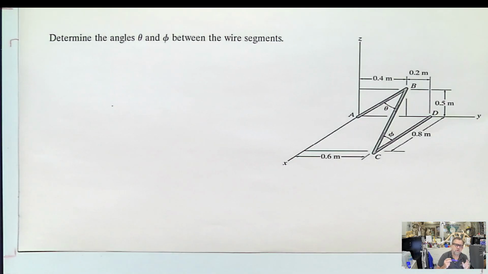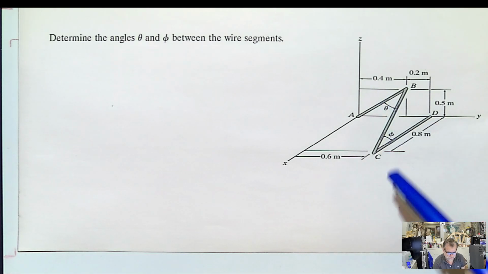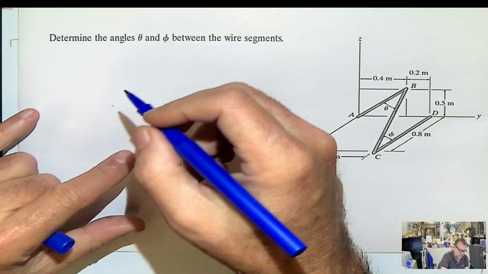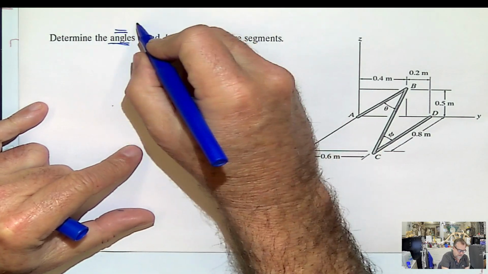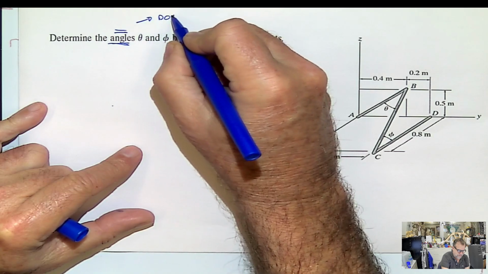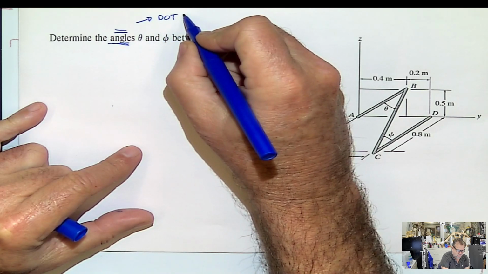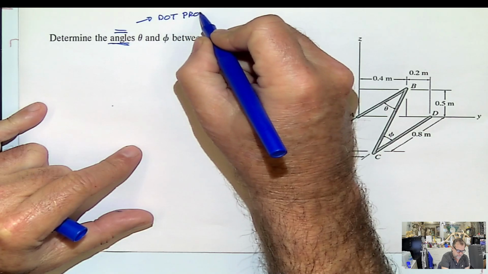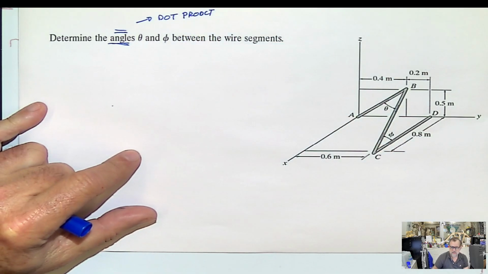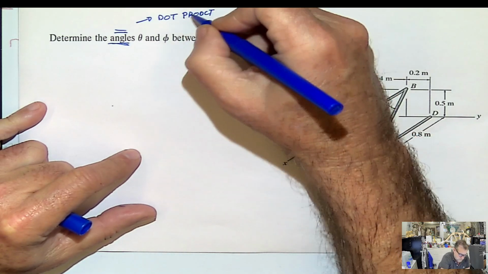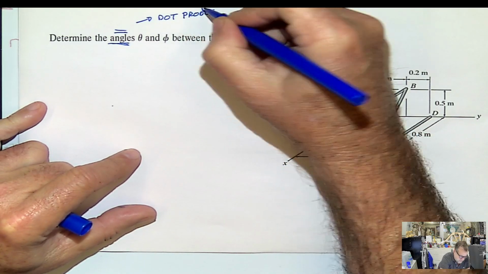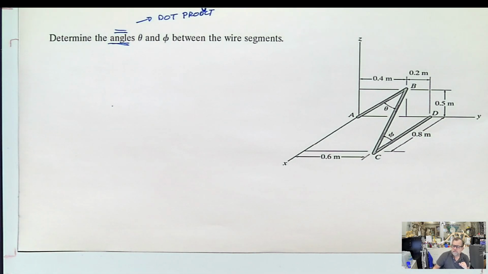Almost every single time that a problem is asking you for an angle like that, the problem is screaming at you, yelling at you, to use dot product. That's it. Dot product.